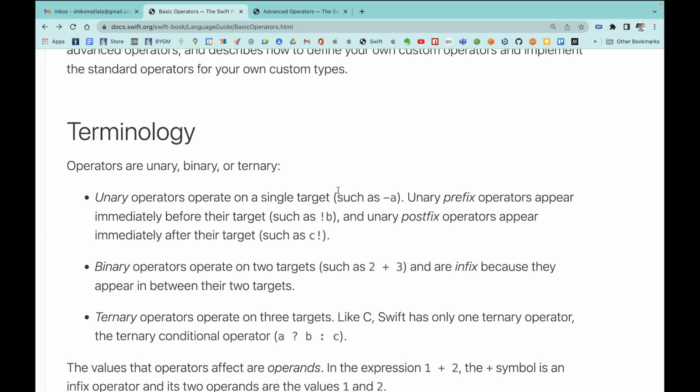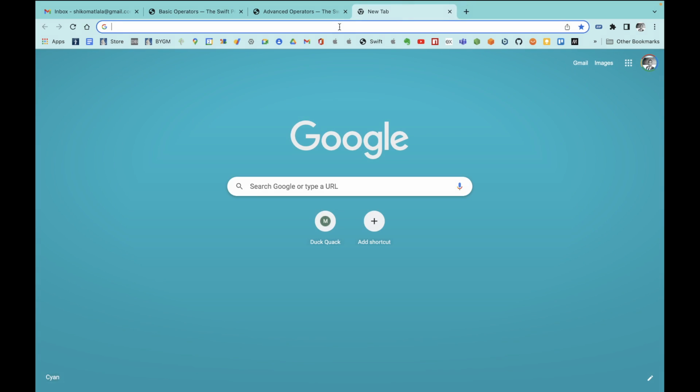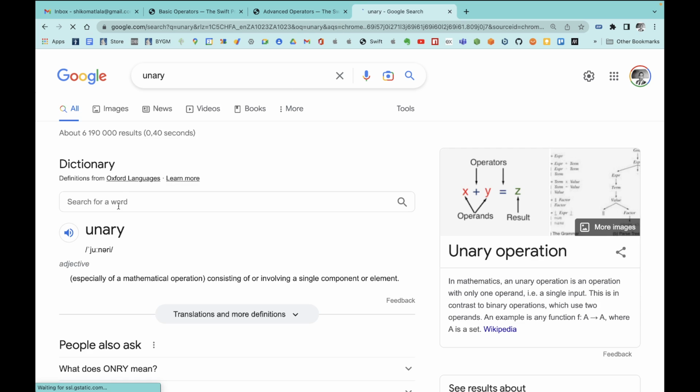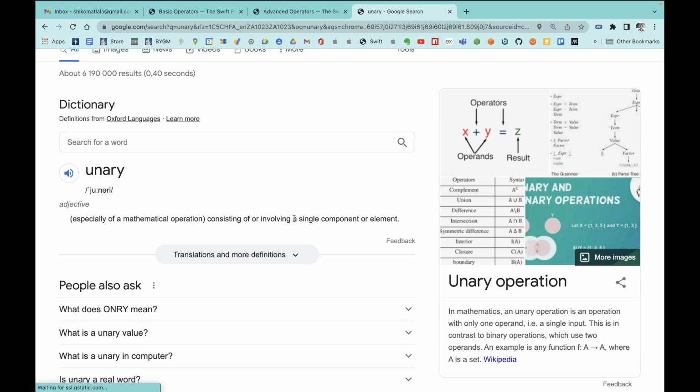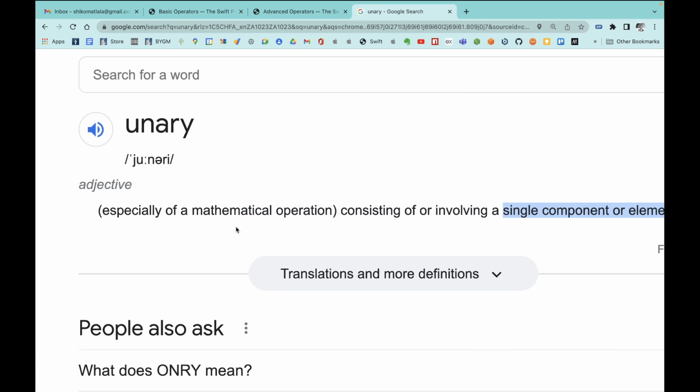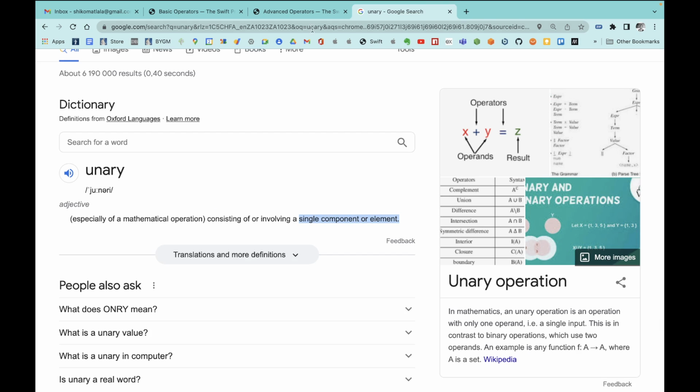The first time that I read this, it really threw me off a bit because I was trying to understand what unary is, what binary is, and what ternary is. Obviously, we understand that the word binary means two, the word ternary means three, and the word unary means one. But let us confirm that right now. We're going to search unary and see what it means. Involving a single component is pretty much what we're learning about unary here, as we can see, that unary means involving a single component.